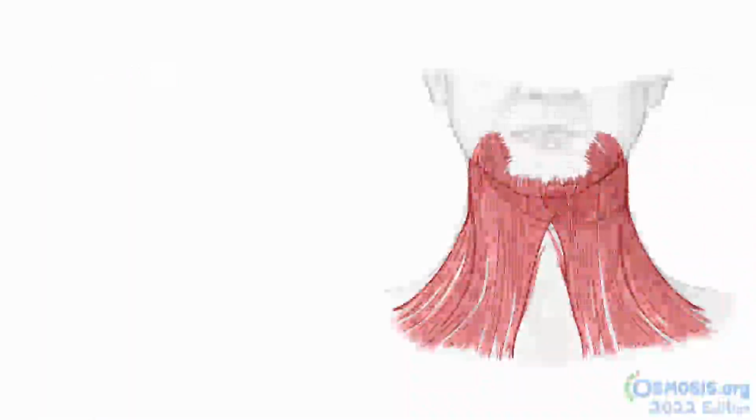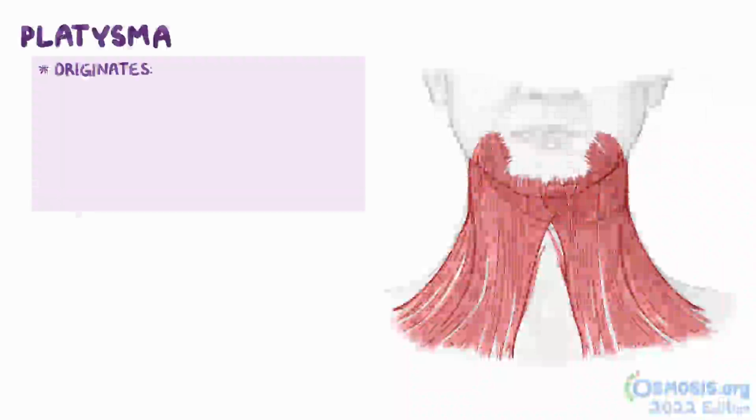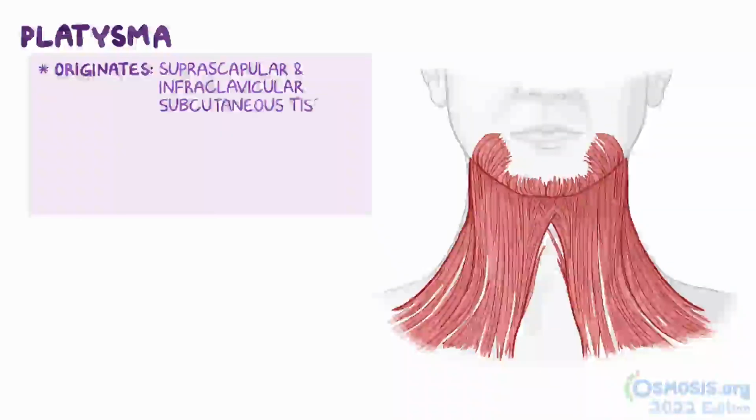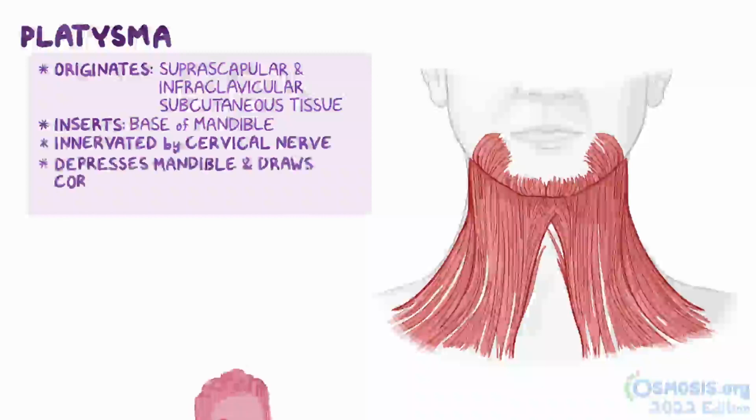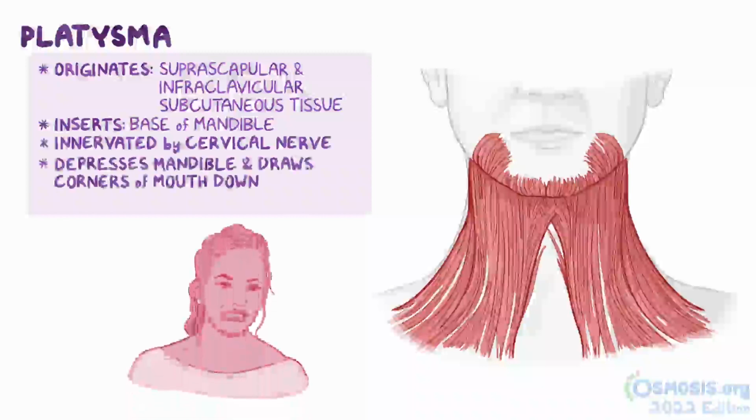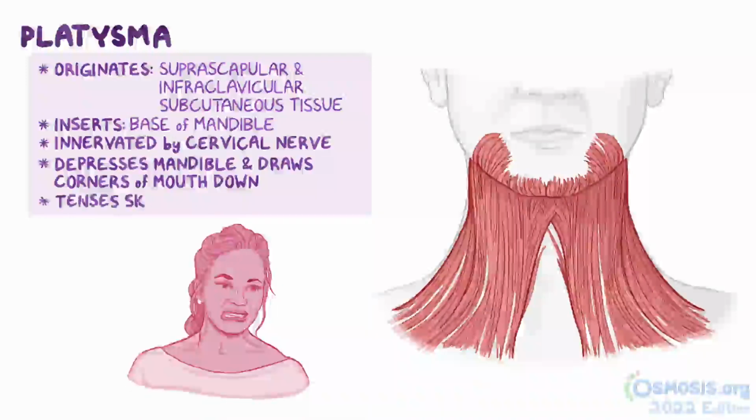Lastly, we have a broad muscle of the neck called platysma. It originates on the suprascapular and the infraclavicular subcutaneous tissue. The platysma extends towards the mandible and inserts on the base of the mandible, blending with the facial muscles. The platysma is innervated by the cervical nerve. It depresses the mandible and draws the corners of the mouth downwards to grimace. It can also tense the skin of the lower face and neck to express stress.